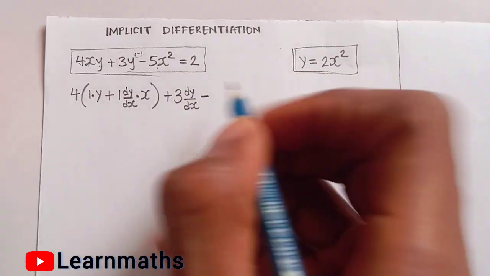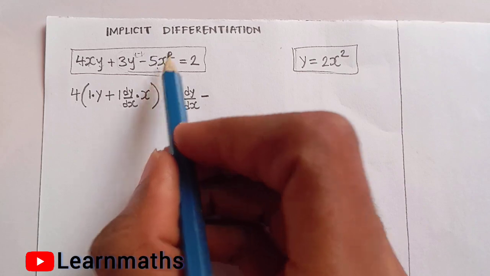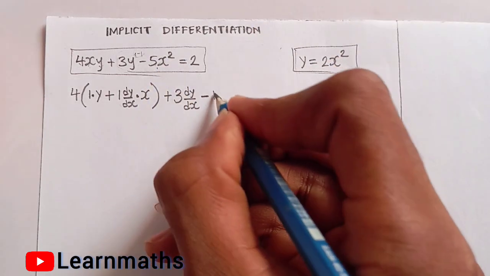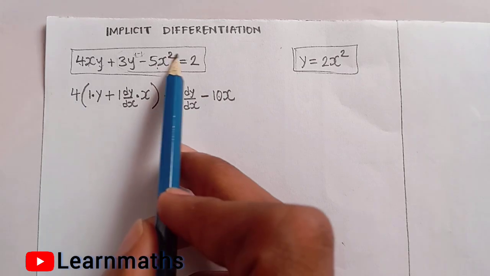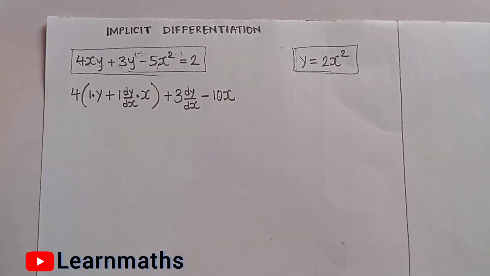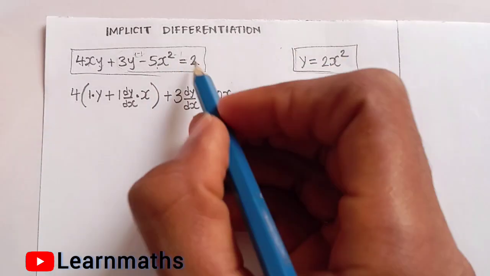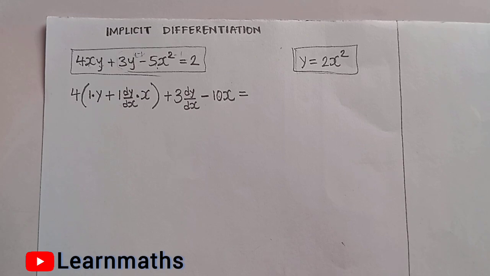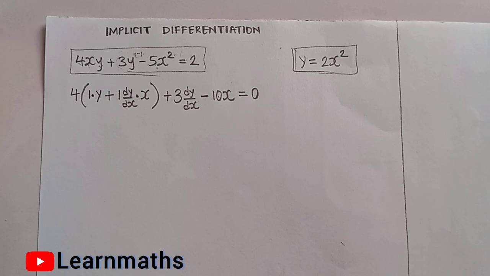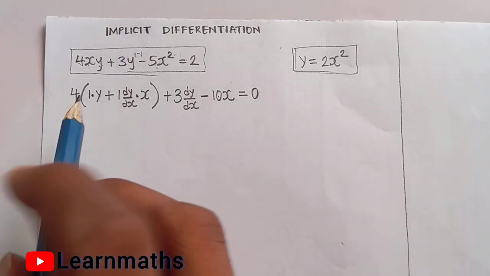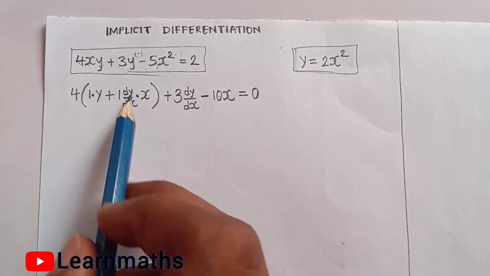Now this is negative, and we're differentiating 5x squared. That's going to be 10x equal to, we have 2 on the other side of the equation. Now if we differentiate 2, which is a constant, we're going to get 0. Now I hope you understand the procedures we just took to arrive at this point. Whenever you differentiate y, you attach dy dx to it.